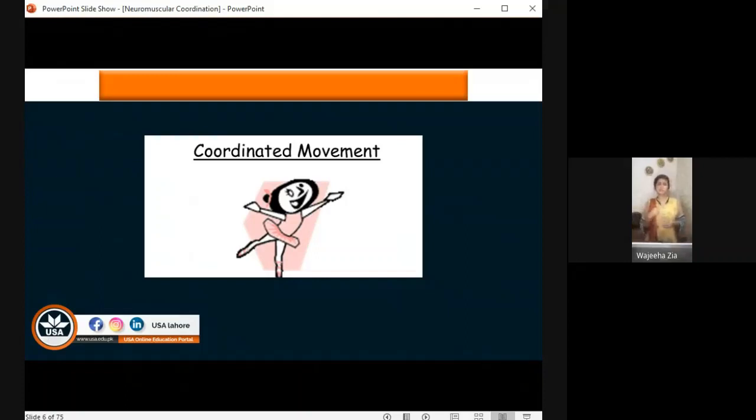Driving requires proper coordination of the ear, our vision, our hand movements, our limbs, our legs, and it also requires alertness. And we need to keep our posture in a good manner during driving. So it is a coordinated movement.